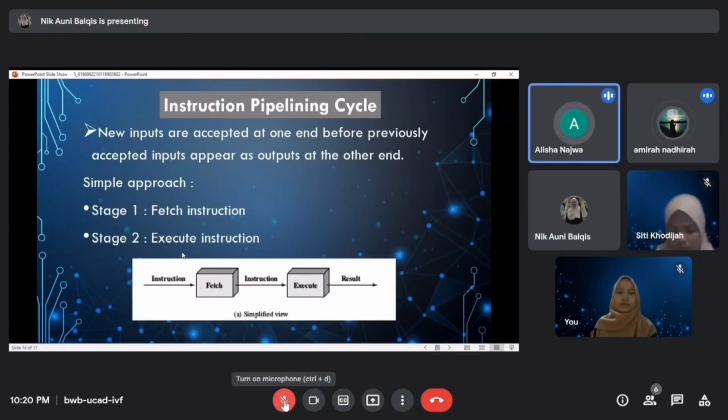In a pipeline, new inputs are accepted at one end before previously accepted inputs appear as outputs at the other end. The pipeline has two independent stages. The first stage fetches an instruction and buffers it. When the second stage is free, the first stage passes it the buffered instruction. While the second stage is executing the instruction, the first stage takes advantage of any unused memory cycles to fetch and buffer the next instruction.